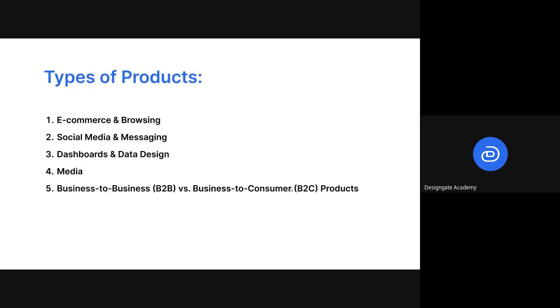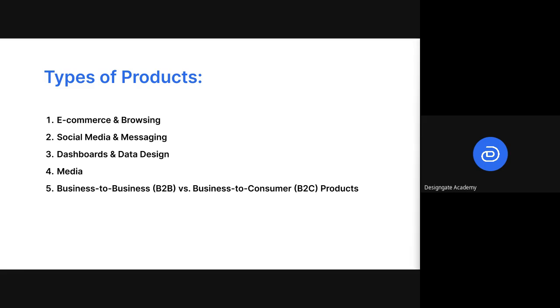The first type of products we have are e-commerce and browsing products. We have social media and messaging. We have dashboards and data design. We have media. We have B2B and B2C products. We're going to go into detail now and explain them.